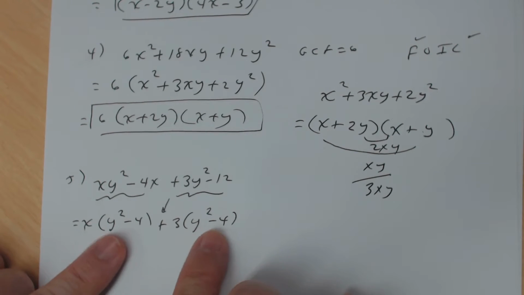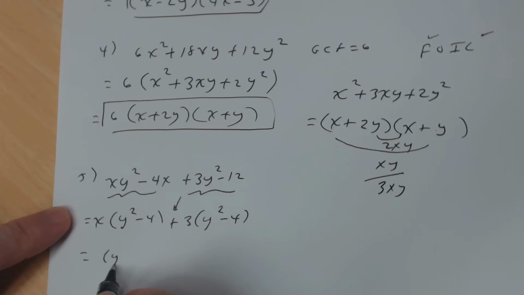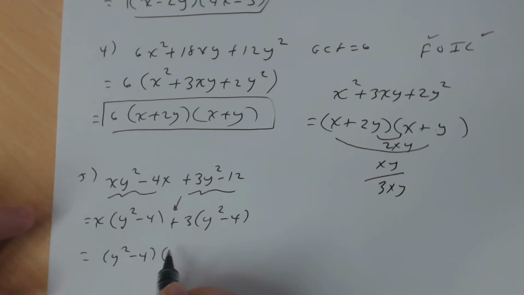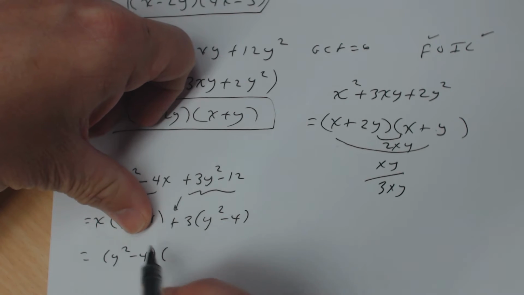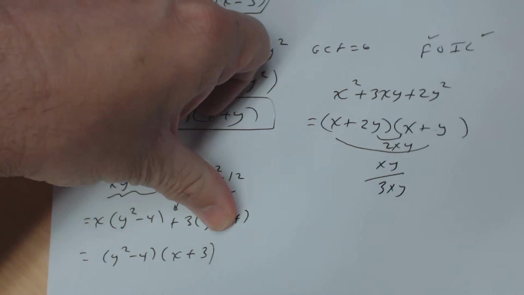So these two groups have y squared minus 4 in common, so I factor it out to get y squared minus 4 times, and if I factor out the y squared minus 4, I'm left with x. If I factor out the y squared minus 4, I'm left with positive 3, so plus 3.